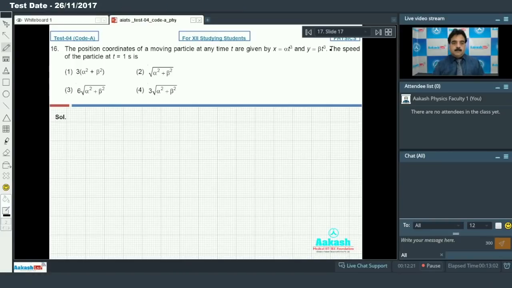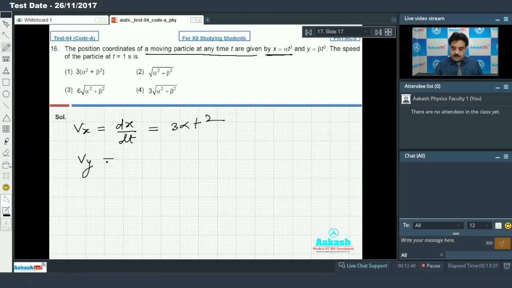Question number 16. The position coordinates of a moving particle are x equals alpha t cube and y equals beta t cube. The speed of the particle at t equal to 1 second is. So first I am going to take the velocity along the x-axis by using dx over dt. When I differentiate the given expression, we'll get 3 alpha t square.